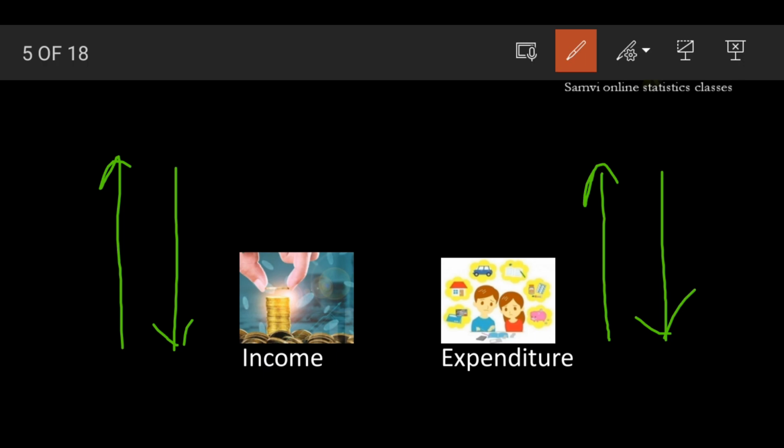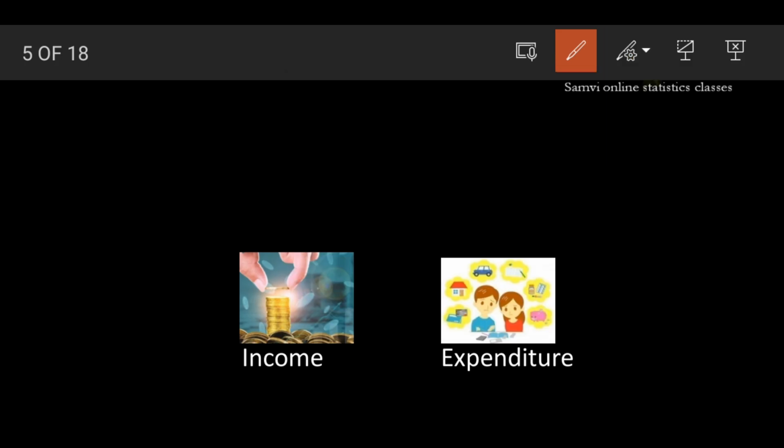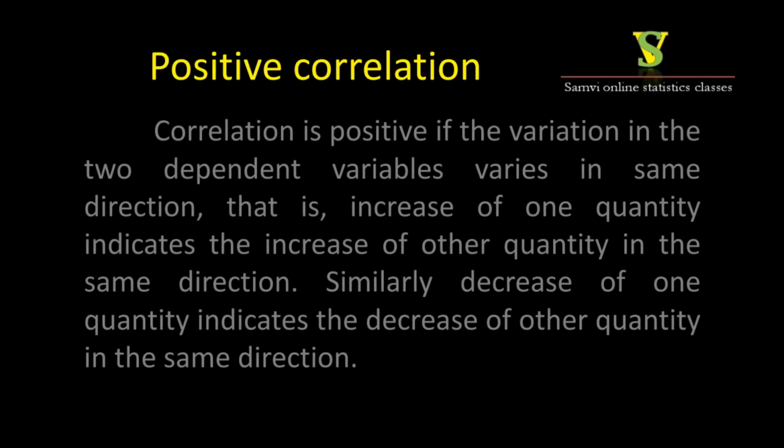It means the variation of the two variables will be observed like this. How? If the variables vary in the same direction, that means if one variable increases, the other variable also increases in the same direction. Otherwise, if one variable decreases, the other also decreases in the same direction. Such type of variation is known as positive correlation. Understand? So it will be defined like this.